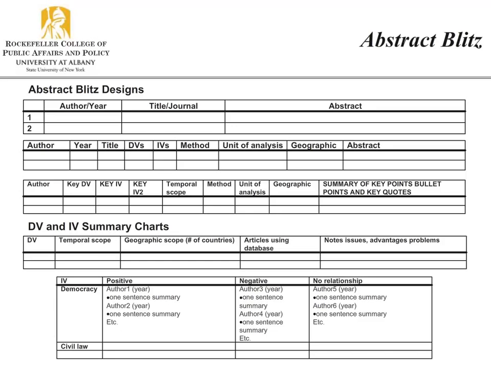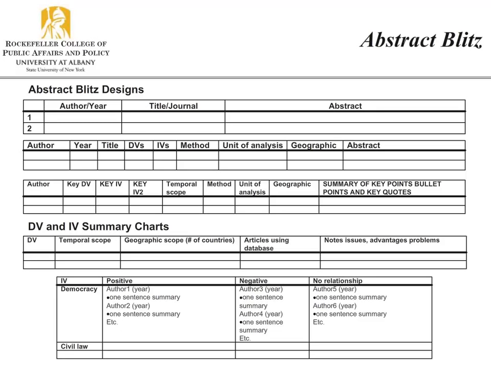It shows that authors might have said that democracy matters in a positive way in determining the outcome of the DV that you are examining, versus those who said it does not matter, as well as those who said it matters in a negative way. As you can see, you can design the abstract blitz tables and charts to fit your needs and taste as long as they function as you want them to function.